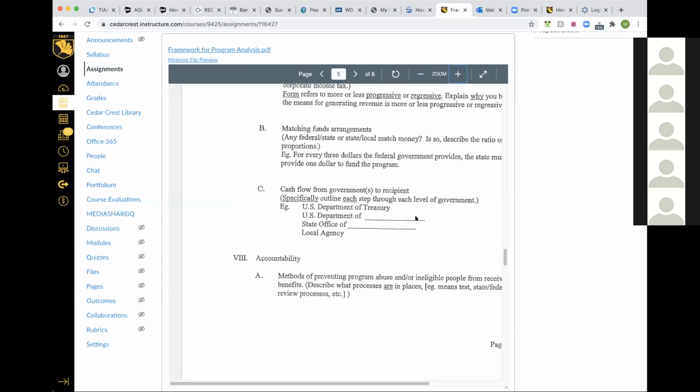Okay, so I think where we got interrupted was when I was at this point. And all you have to do is outline each step. So you don't have to describe anything. So all the money for all the federal programs that you're covering comes from the United States Department of Treasury. Now, I'm just suggesting, but it's going to be different for each one of your programs as to where does the money go next. Now, why do you need to know how the money flows?